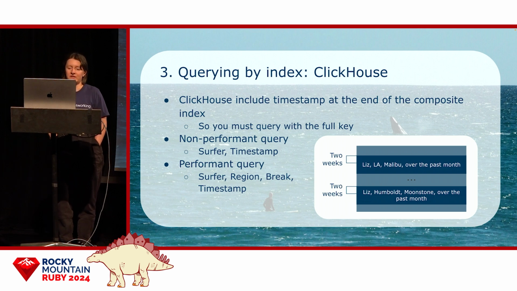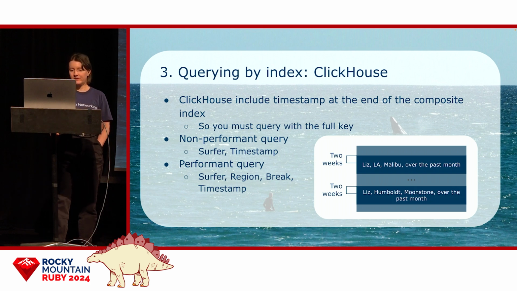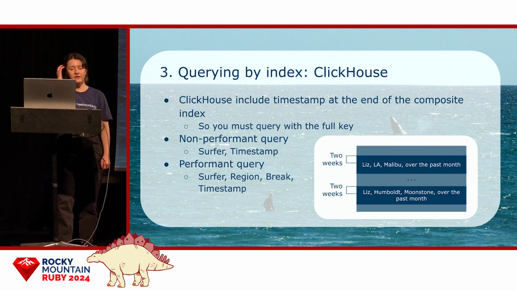The only performant query for ClickHouse would be to include all the components of the composite key. You must specify the surfer, region, break, and a range of time, so it would be performant to query Liz's data for Malibu and LA over the past 2 weeks. It's important to drill down and understand how the data is arranged in your time series database of choice. By understanding the structure, you can visualize what a contiguous chunk of data looks like, and you can ensure that your query is making use of the way the data is structured.